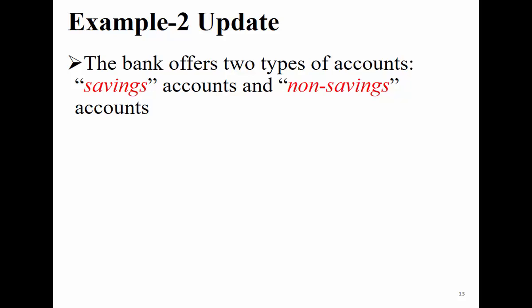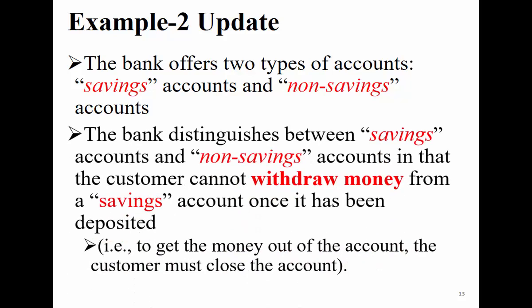Now, you go to the bank again, the second visit. They told you the bank is offering two types of account, saving account and non-saving account. If you decide to have a saving account, you cannot take the money out from the saving account. To take the money out from the saving account, you have to close it. But you can take money from a non-saving account. So, second visit, extra information, we need to change something in our application.